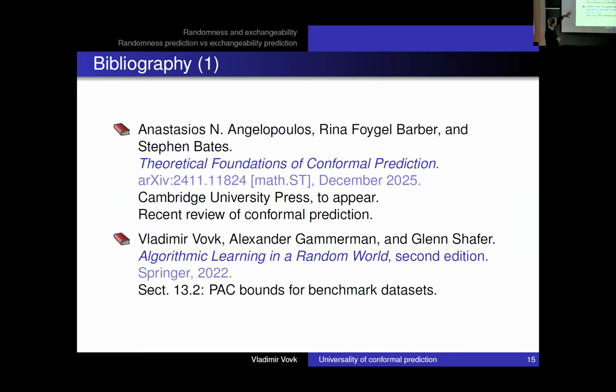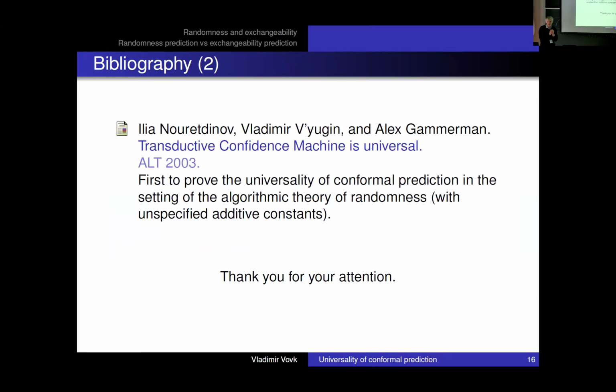Okay, there is a very nice book by Rina and co-authors on conformal prediction. But in our book, in section 13.2, we discuss PAC bounds for different benchmark data sets, what I mentioned earlier. And this is the paper in ALT 2003, in the language of the algorithmic theory of randomness. Thank you.